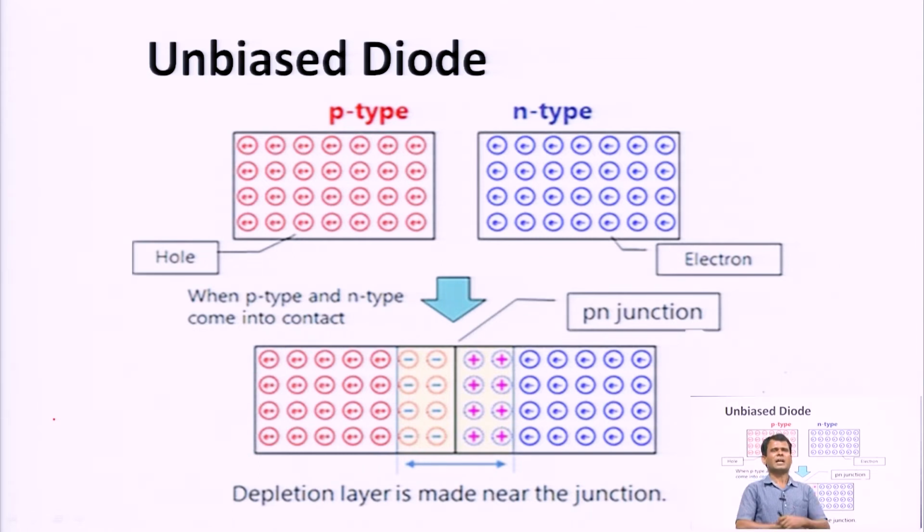Now, we will discuss the p-n junction under two headings: unbiased, unbiased means without a battery, without an external battery, and another heading is the biased diode. Biased means with a battery, with an external voltage source. Okay guys.